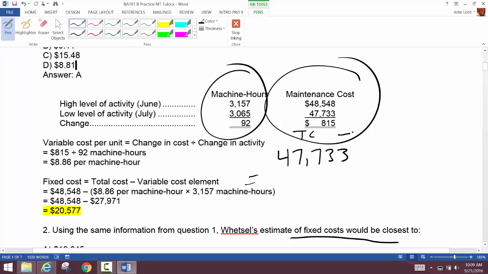And I subtract off the variable cost at that level of activity. Variable cost at that level of activity is going to be what? 8.86 times, and what's my low level of activity here? 3065. So if I take my total cost minus my variable cost, what do I get as the answer?